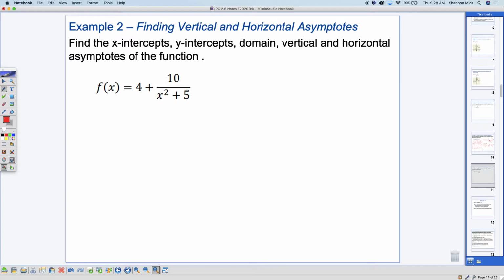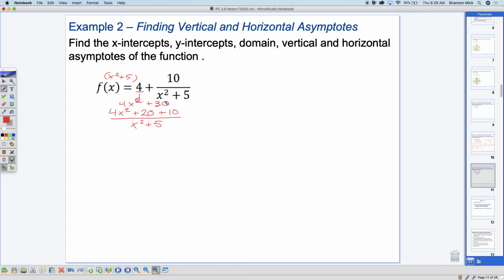Write 4 as 4 over 1 and get common denominators. So I have 4 over 1, right? So that means I have to multiply 4 by what? x squared plus 5. I have to multiply it by x squared plus 5. So that would give me 4x squared plus 20 plus 10, right? All over x squared plus 5. So I have 4x squared plus 30. Yep. Can I factor that?